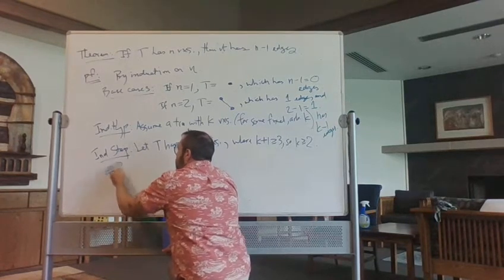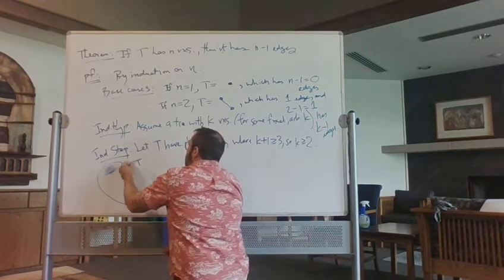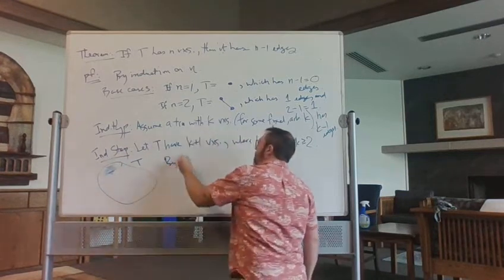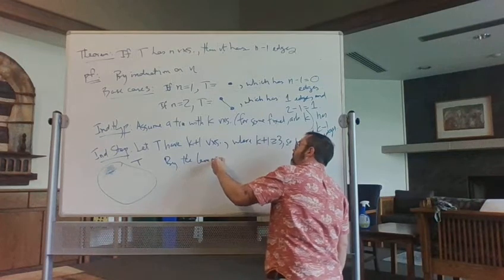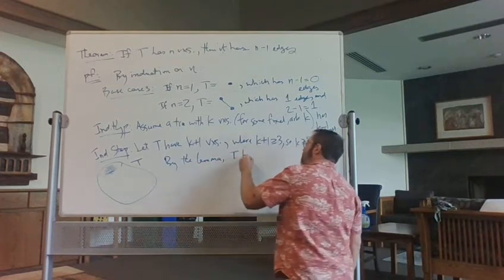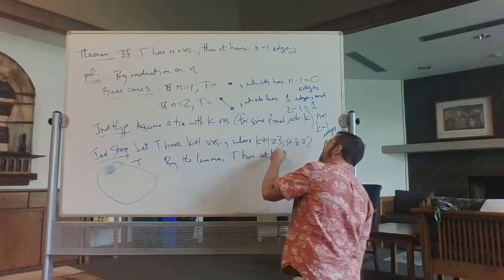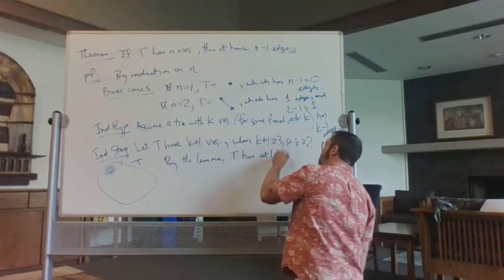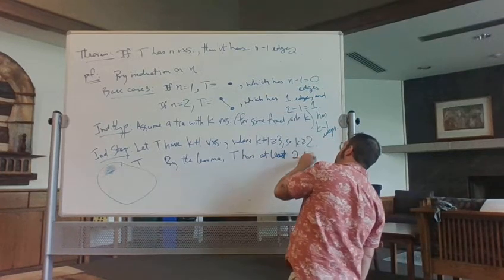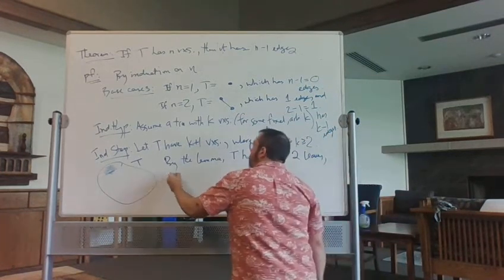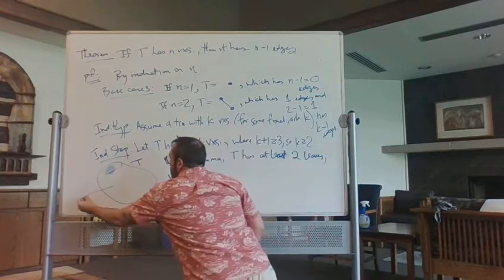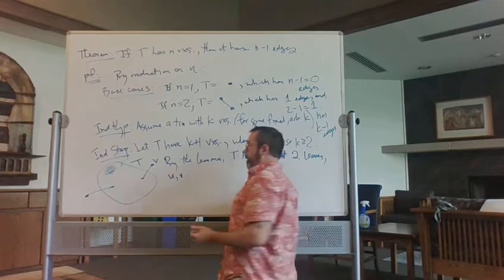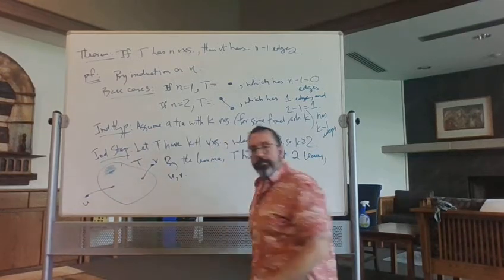So let me just draw this. So here's what our T looks like with k plus 1 vertices. By the lemma, T has at least 2 leaves. And let's call them U and V. It turns out we really only need one leaf for this to work.